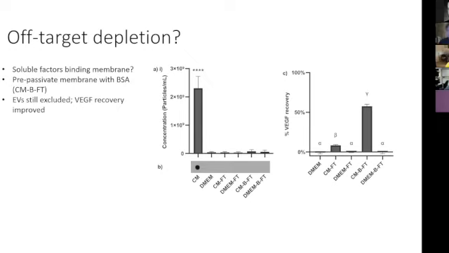So I blocked them with BSA, and again, you still maintain complete exclusion of EVs. There's no EVs detected in the flow through in any case. However, what you do see is that compared to about an 8% recovery of VEGF in the flow through from non-passivated filters, when you passivate the filter, you recover almost 60% of it. So there was some kind of artifactual reduction of soluble factors as a result of this.